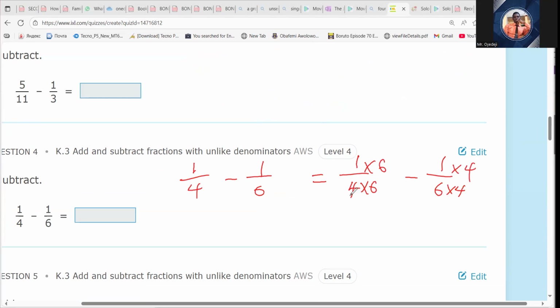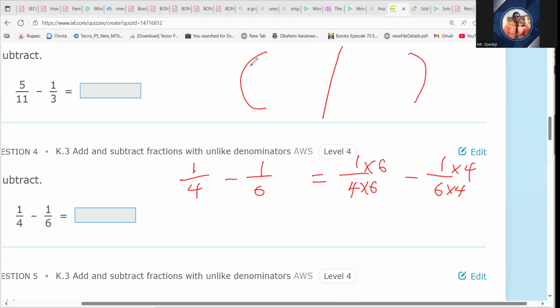The question is, what number can both of them share? 4 times 6 is 24, yes. But there's another number that 6 can divide and also 4 can divide that is smaller than 24. So let's look for that number. Let's quickly go on a detour here.